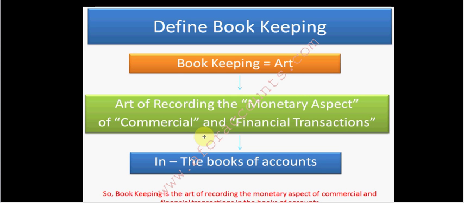Define bookkeeping. What is bookkeeping? Bookkeeping is an art. What kind of art? Art of recording the monetary aspect of commercial and financial transactions in the books of your accounts. It means all those transactions that have to do with money, either money is coming in or flowing out, or such transactions that will ultimately enable money to come in or flow out. Such transactions are called financial transactions. So recording the monetary aspect of commercial and financial transactions in the books of accounts is called bookkeeping.